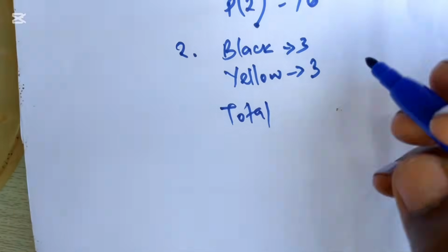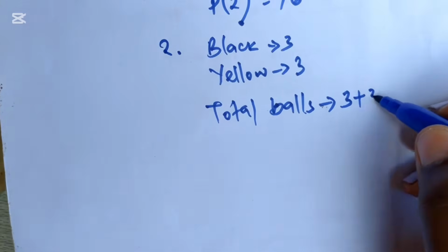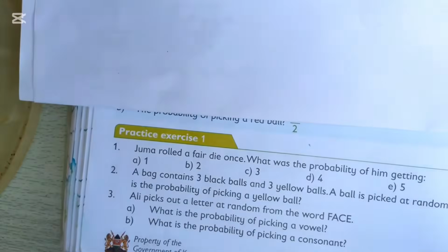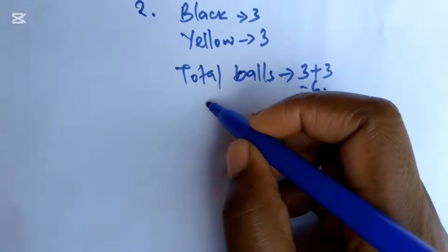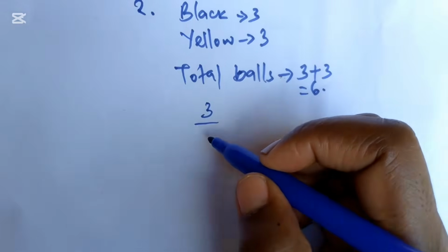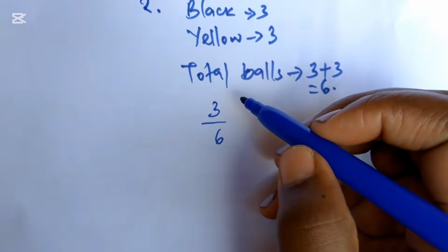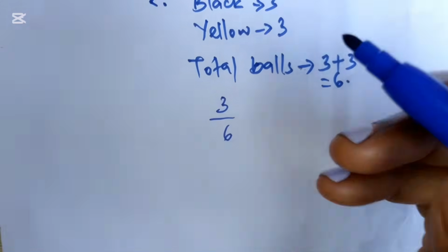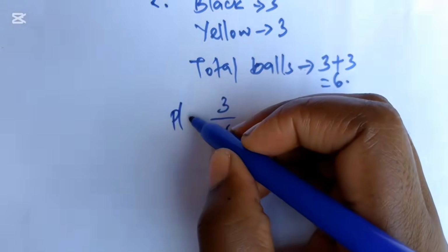So the total number of balls is 3 plus 3, which is 6. So what is the question? What is the probability of picking a yellow ball? How many yellow balls do we have here? They are just 3 out of the total of 6 balls. The probability is not left in this unsimplified manner. We have to simplify the fraction.